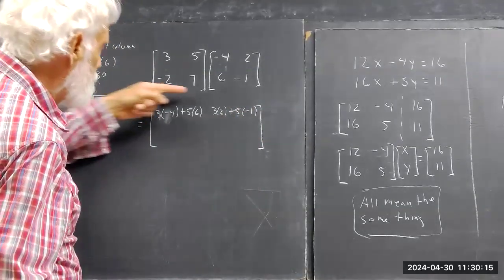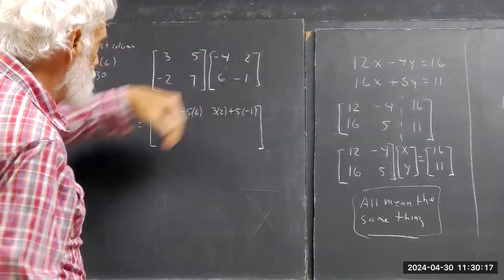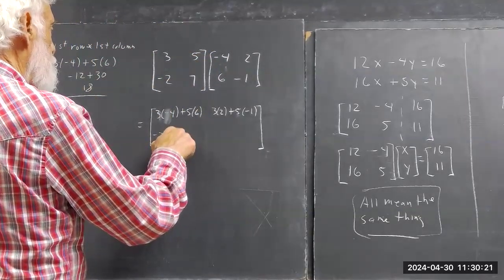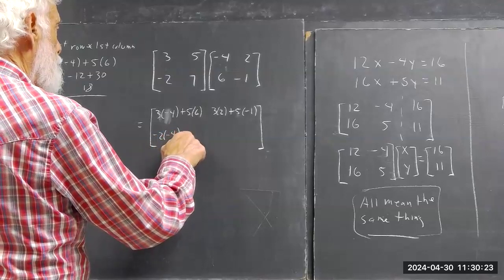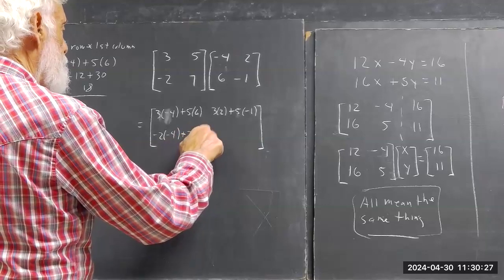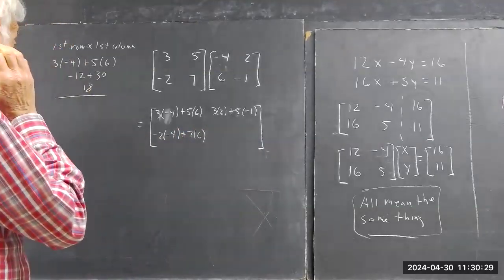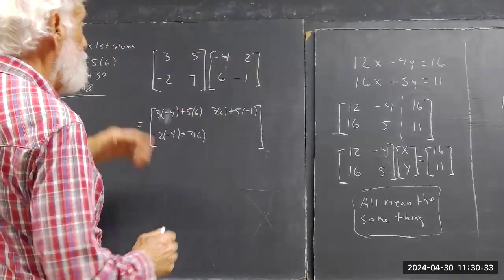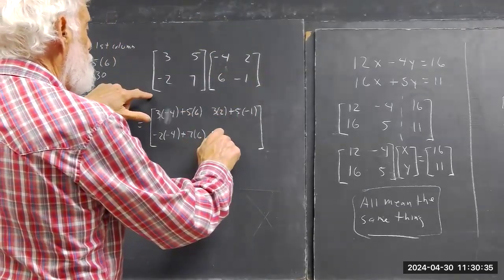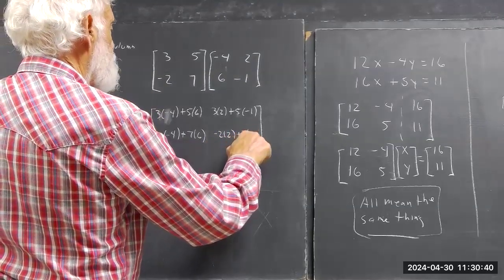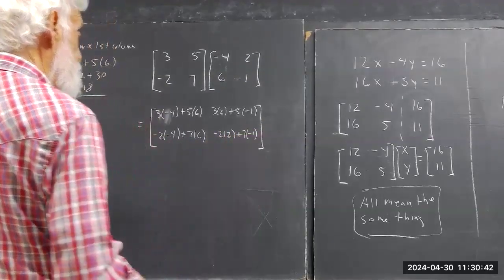Well, now I start with the second row. I do the second row times the first column. I get -2 times -4 plus 7 times 6. And then I do second row, second column: -2 times 2 plus 7 times -1.